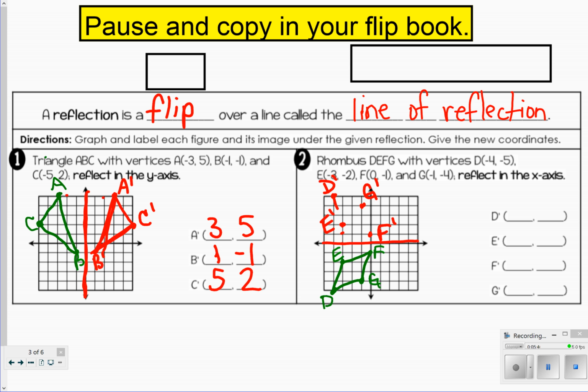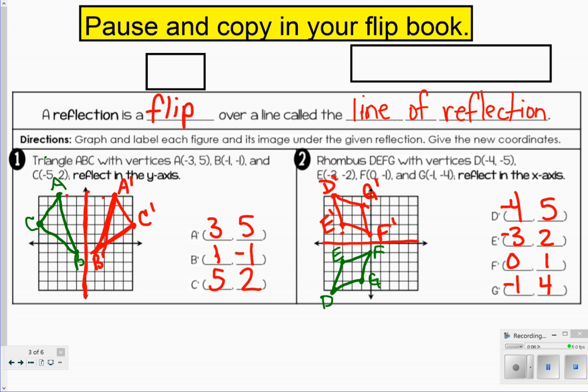And then I'm going to connect the points to make my rhombus. I apologize, it's not very straight, but you can get the idea of what we did. It kind of seems like it turned a little bit. And so our D prime is -4, 5, and our E prime is -3, 2. And our F prime is over 0, so we didn't go forward or backward, but this time we went up 1. And for G, we went backwards 1, so that's -1, and we went up 4.